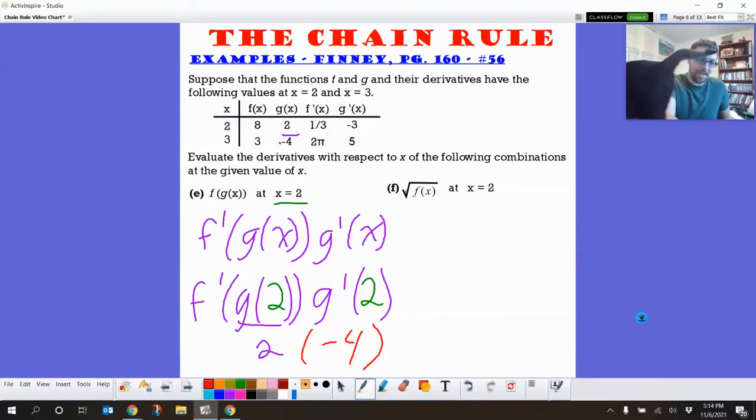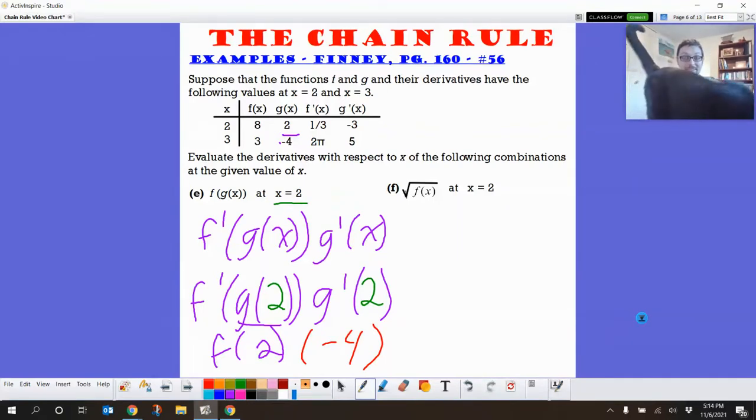So then we got to do f of 2. Do you know what f of 2 is? It's 8. So 8 times our negative 4 is going to be what? Negative 32. Negative 32.